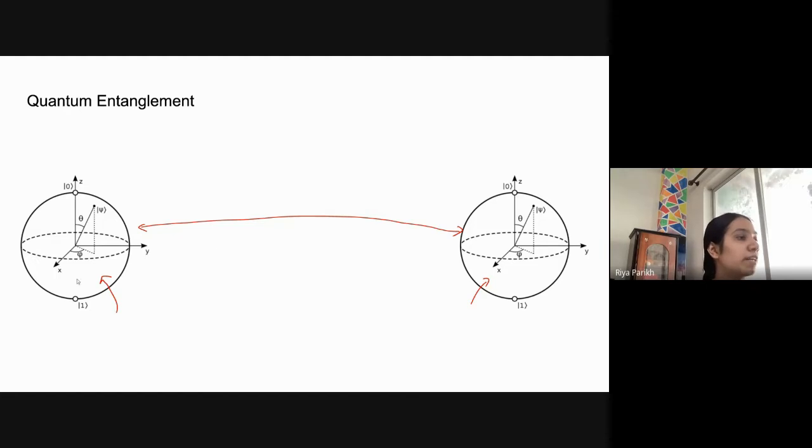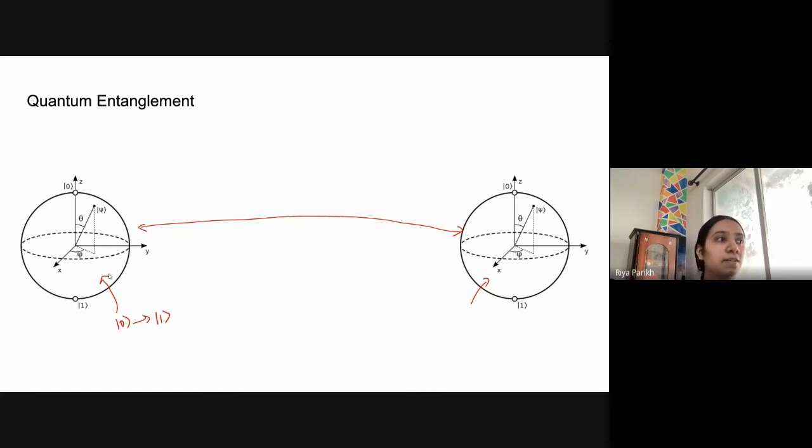So if I try to, say, measure this qubit, we'll talk about measurement later. If I try to interfere with this qubit, say change its state, so if its state is 0 and I change it to 1, similarly this qubit magically will also go into the contrary change that we did on the first qubit.